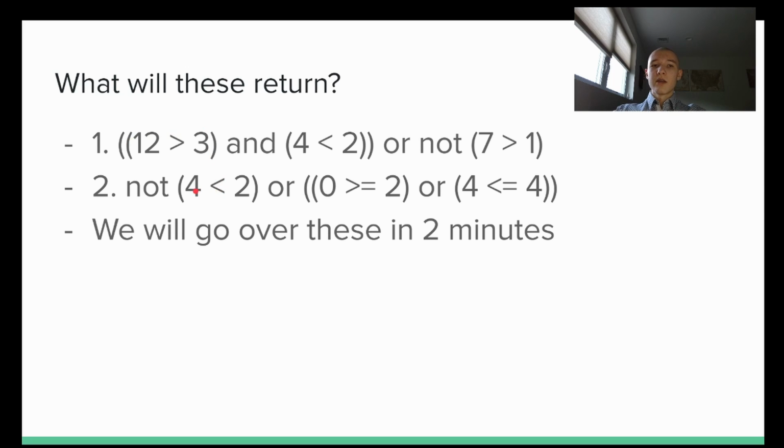Number 2, we could see that we have a NOT statement of 4 is less than 2. So this will be true, because the statement inside is false, because 4 is greater than 2. Or this statement, we can completely ignore, because we know we have one true statement, so even if this is true or false, it will still return true.